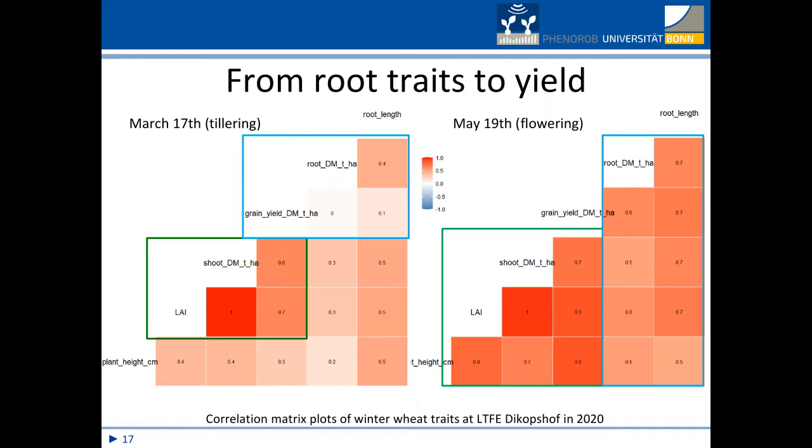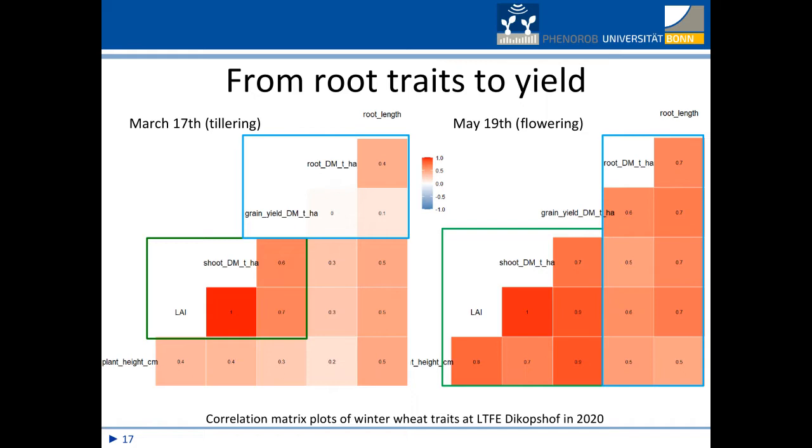You can see here correlation matrix plots of winter wheat traits from the long-term field experiment DECOPSO from 2020 for 2 dates. On the left side for mid of March at tillering, and on the right side at mid of May around flowering. So we observed the root length on the top, root dry matter, grain yield, shoot LAI, and at the bottom the plant height.